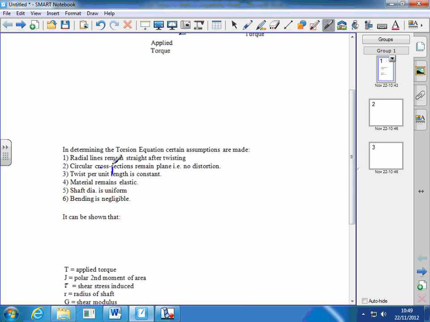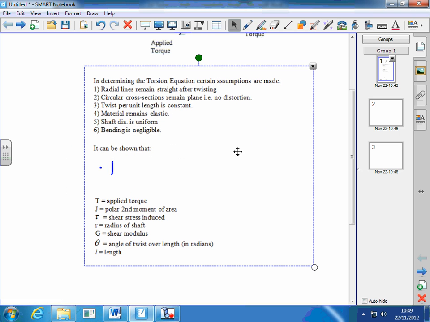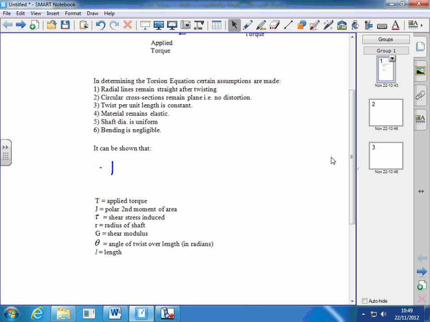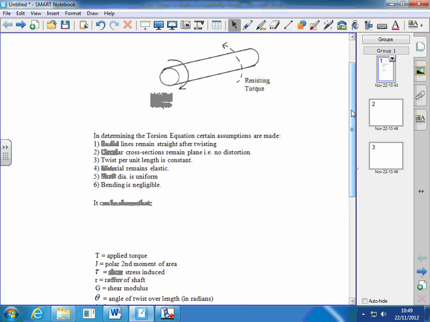So just like the bending equation, there are certain assumptions made. Radial lines remain straight after twisting. By that I mean lines drawn out from the center. These radial lines drawn out from the center of the shaft will still be straight after twisting. So there's no deforming going on inside the material. The whole thing's just been twisted.